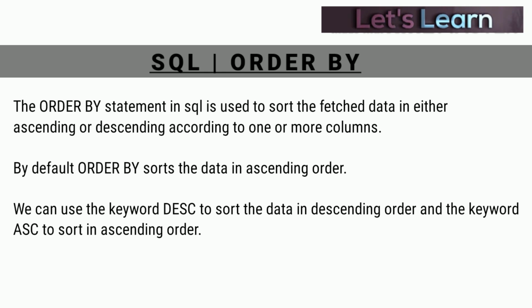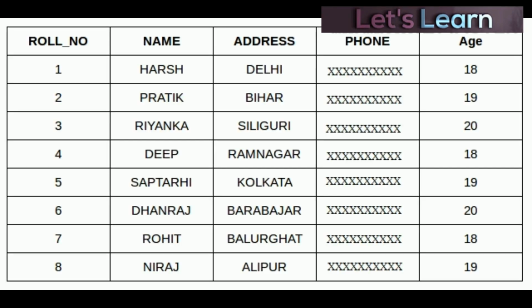So let's take an example of a table. Let's say you want to sort this table with reference to age. You can use order by, insert the column name, that's age, and then specify whether you want to sort the data in ascending or descending order, and the data will get sorted in that particular manner.